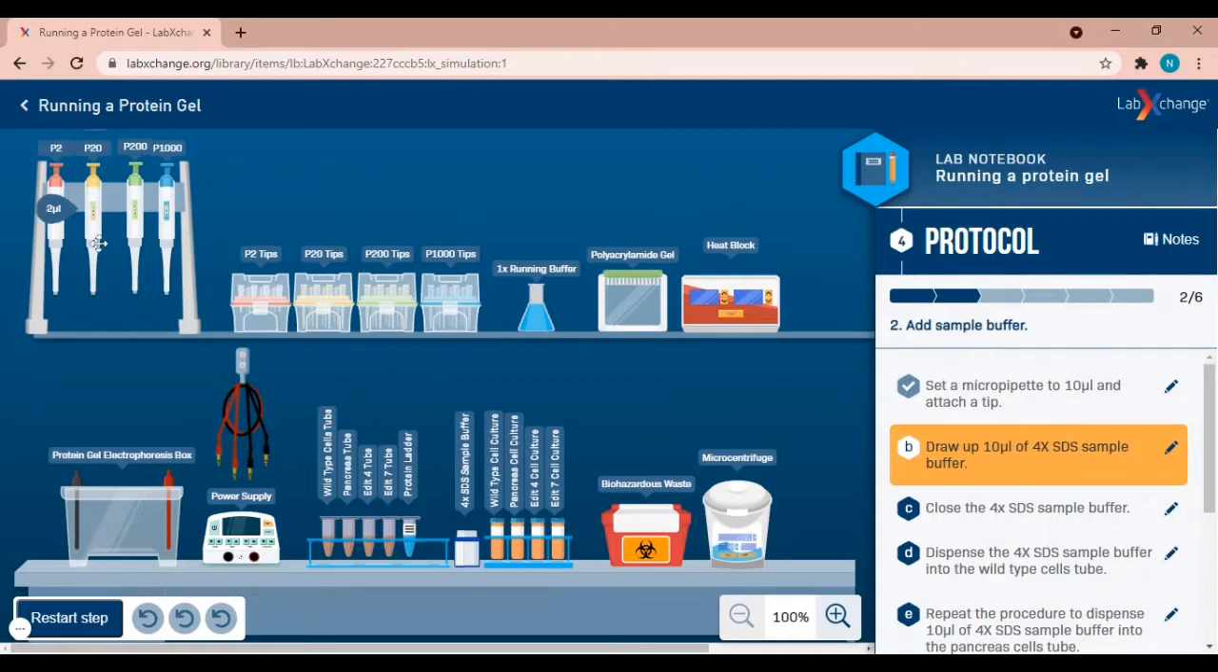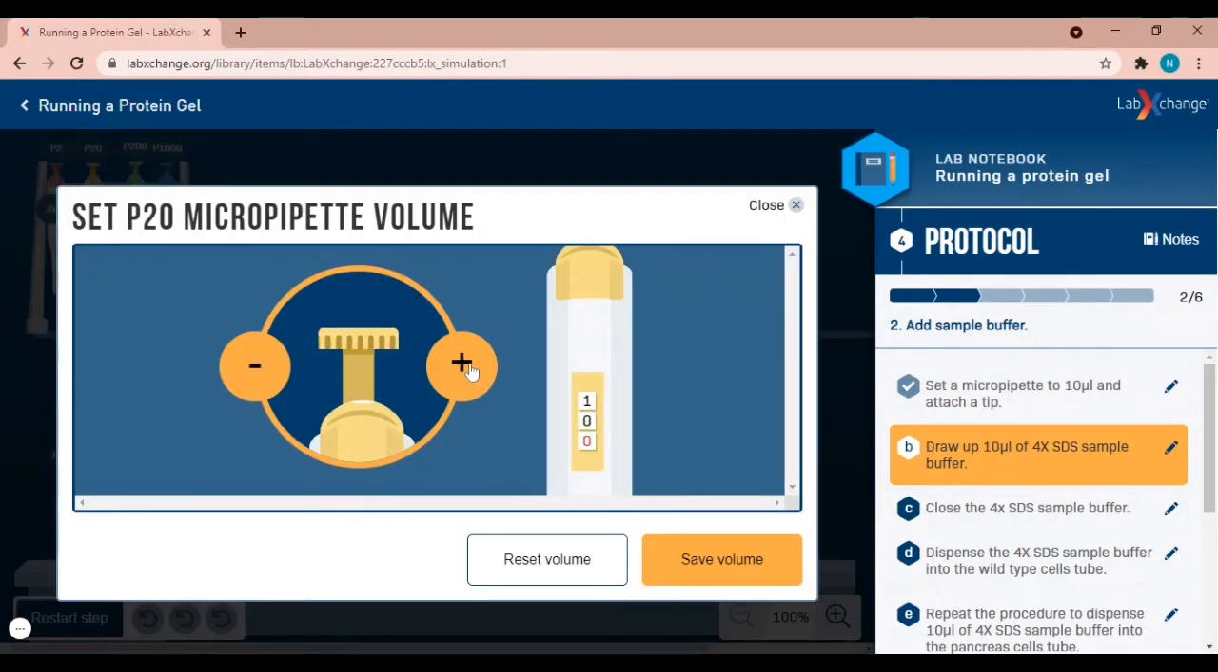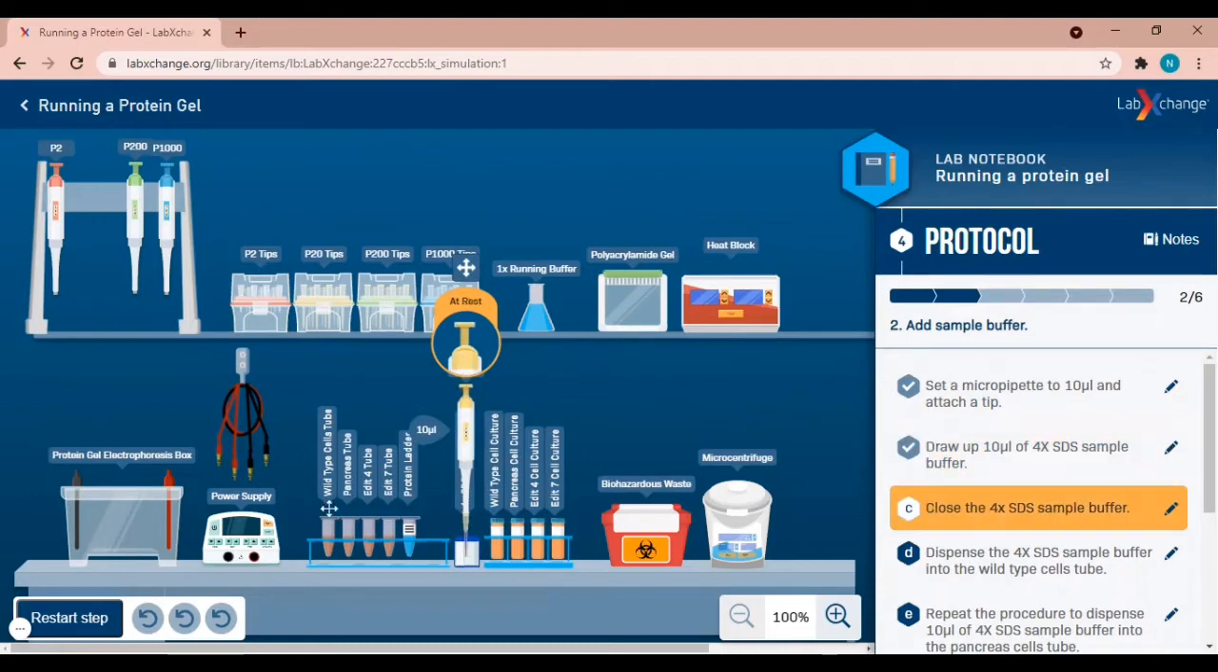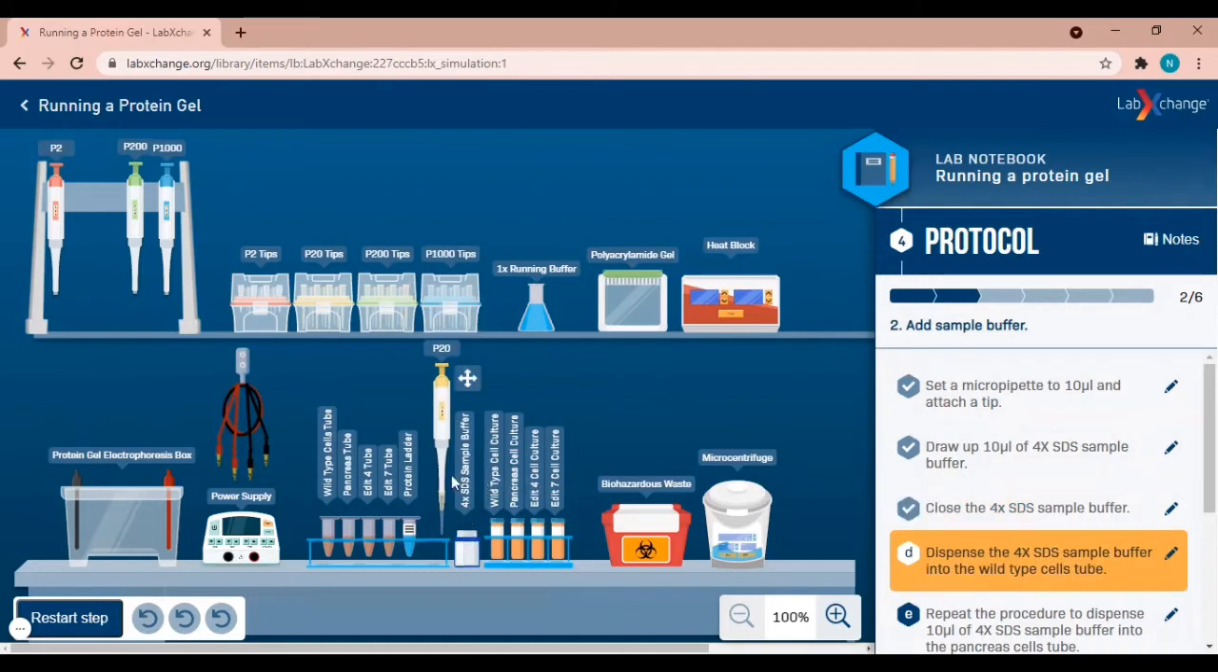The second protocol is to add a sample buffer. Set a micropipette to 10 microliters and attach a tip. Okay, set for 10 microliters, then attach a tip. Draw up 10 microliters of 4 times SDS sample buffer. Right, draw up. Don't forget to close the 4 times SDS sample buffer. Then dispense the 4 times SDS sample buffer into the wild type cells tube.